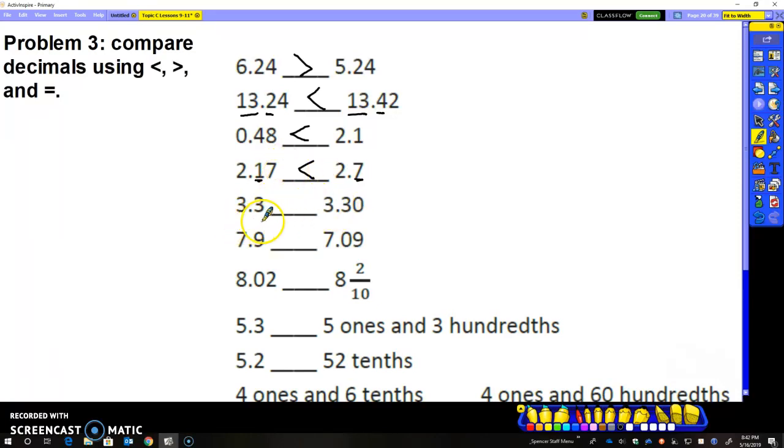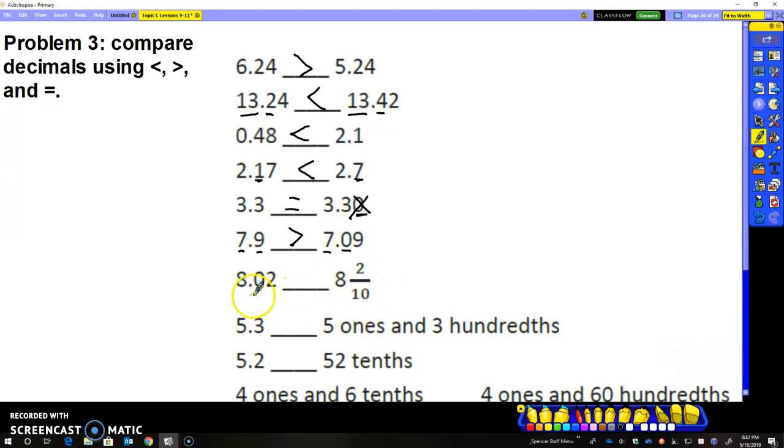Here we have 3 and 3 tenths, and over here I have 3 and 3 tenths. This 0, not necessary, okay? It does not change the number. Those are equal. Now I have 7 wholes versus 7 wholes. I have 9 tenths versus no tenths. 9 tenths is the winner there.